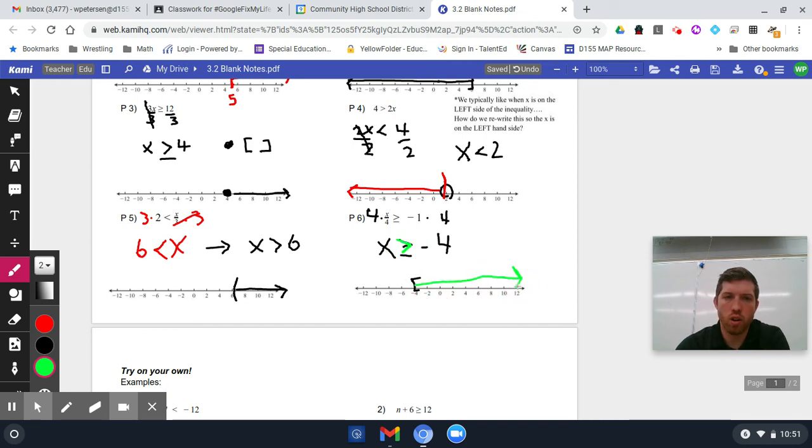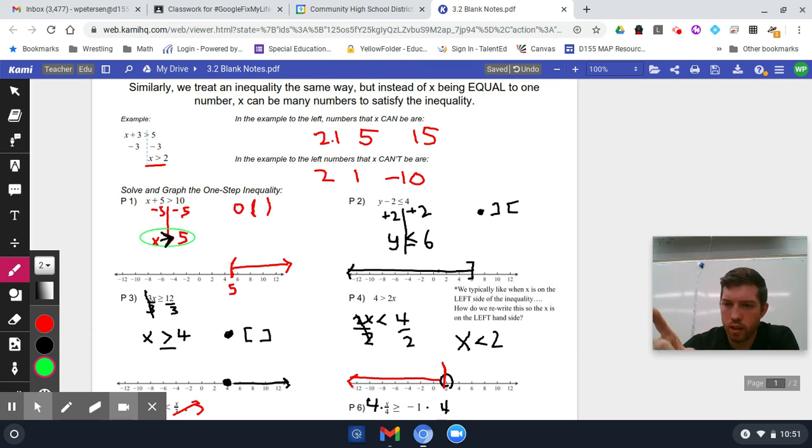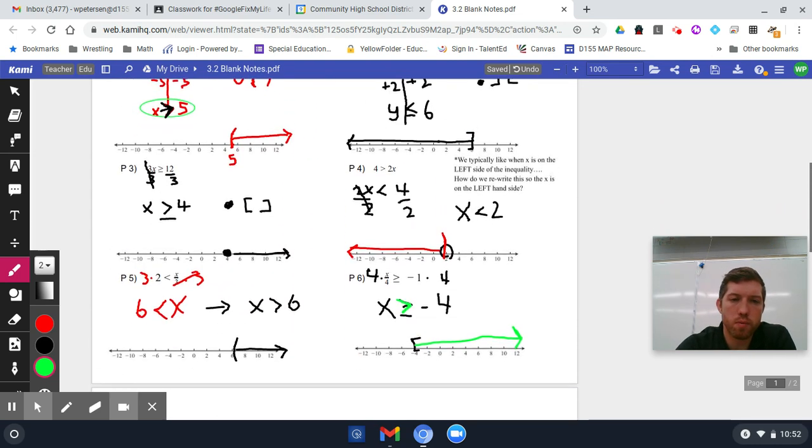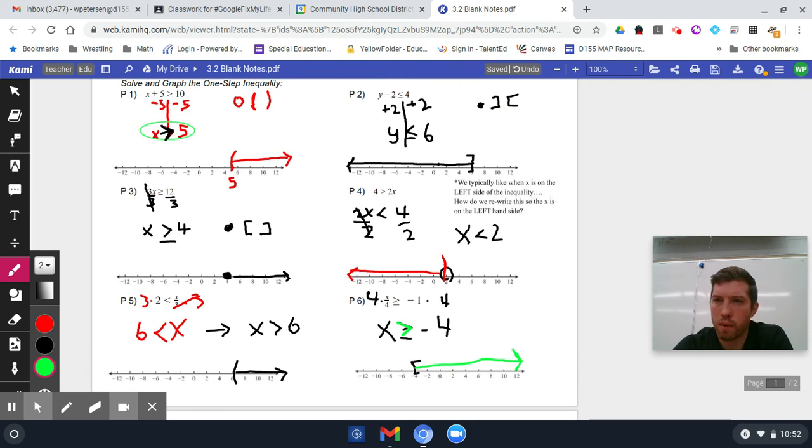All right, guys, so that's all we're doing. One-step inequality. Solving them is the easy part. Graphing them should also be the easy part for you guys now because we're masters at both of them. All right, there are some rules that we need to know. We will talk about those later.